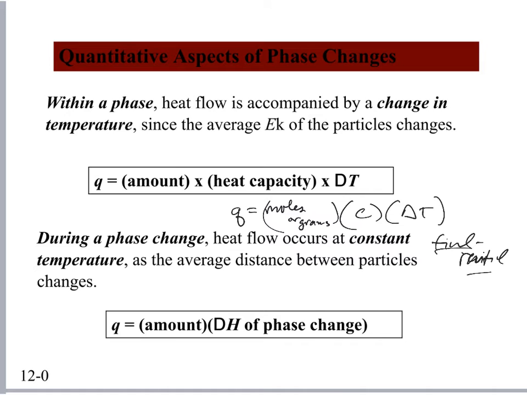During a phase change, heat flow occurs at a constant temperature, so you don't use that equation. You use Q is equal to the amount times the delta H of the phase change. So it might be vaporization, it might be fusion. You need to know which one you're dealing with.